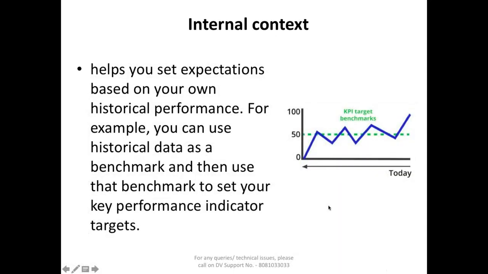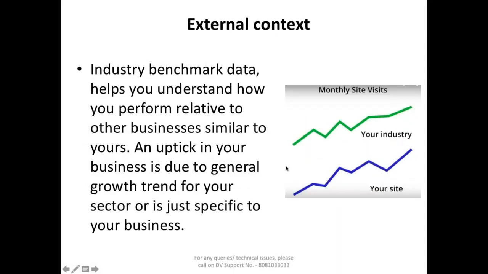Now you have something called external context. So you use industry benchmark data, or you use your competitors' data, to understand whether you are doing better than industry trends or you are doing better than your competitor or not. Getting the industry data is simple, because in most cases the reports are published industry wise that you can buy, and in some cases they are available in public domain. If you talk about the competitors' data, if your competitor is a listed company, listed in a stock exchange, it's a public limited company, then they have to publish their data.